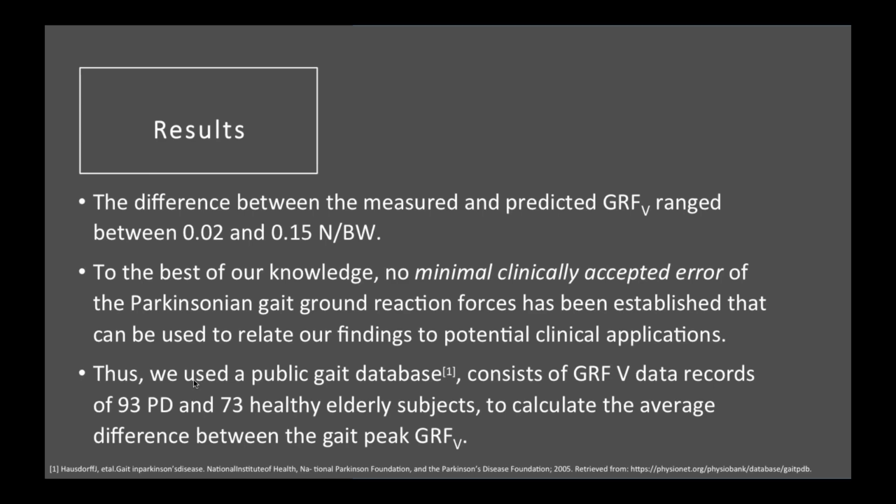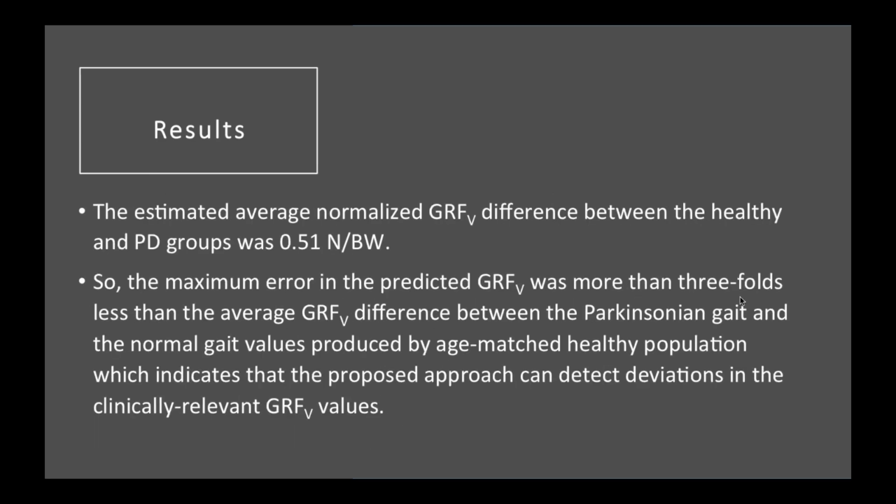So for us to see where we stand, we used a public gait database, the one here at the bottom, which had the vertical ground reaction force data for 93 Parkinson's disease patients and 73 healthy elderly subjects. We tried to calculate the average difference between both and compare the error we came up with in our methodology to the average difference between the two populations.